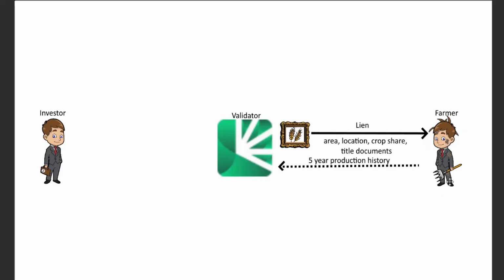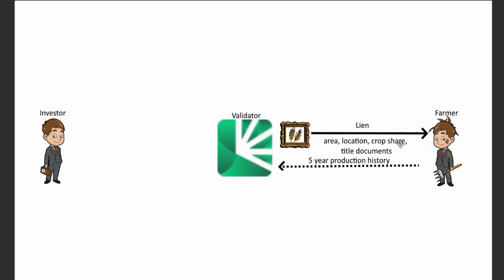So first things first, okay? So the validator will work with the farmer. In real life, they will talk to them. They will set up a contract. They will assess the property, assess the farm, and it's the validator's responsibility to make sure this farmer is quality and has a good track record. So it has to provide at least 5 years of production history to the validator.